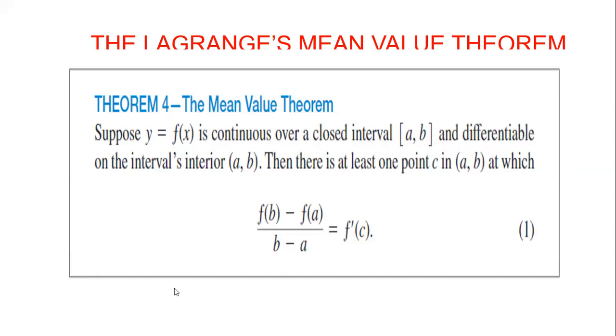That means at the point c, there will exist a tangent which is parallel to the x-axis. This is called the Rolle's theorem. Once again, what is the graphical representation of the Rolle's theorem? There exists c in the open interval (a, b) such that f'(c) equals 0, which means there exists a tangent which is parallel to the x-axis. That is the Rolle's theorem.